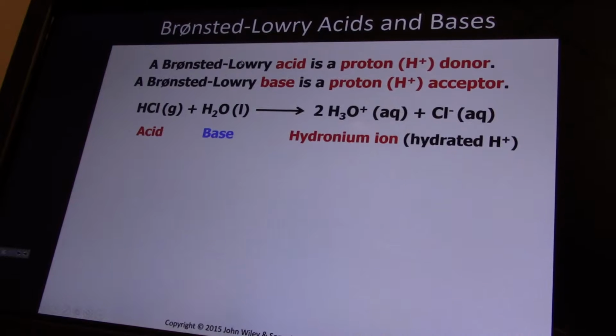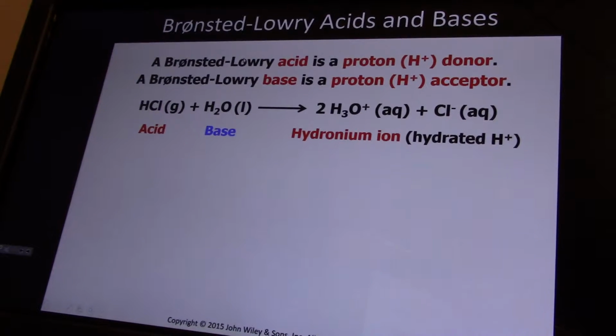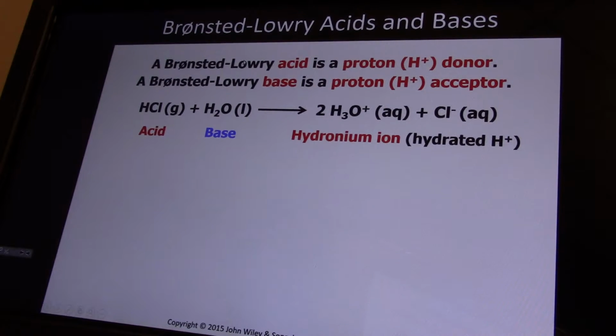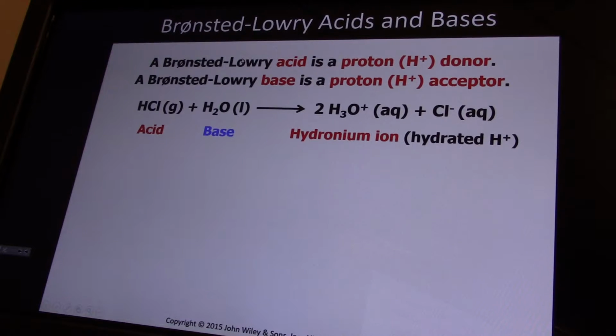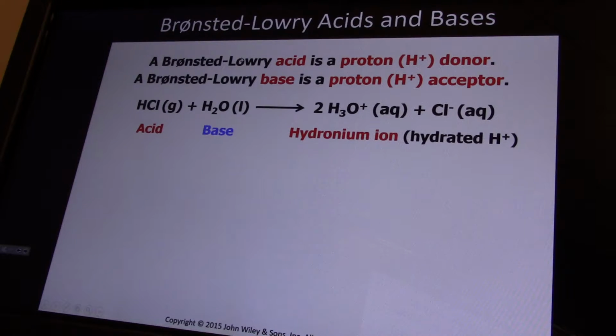So, the next set of acid-base theories came from Bronsted and Lowry. Bronsted and Lowry said that an acid was a proton donor. It would release an H plus to something. And a base was a proton acceptor. That was important because that brought ammonia and all the alkaloids into the field.